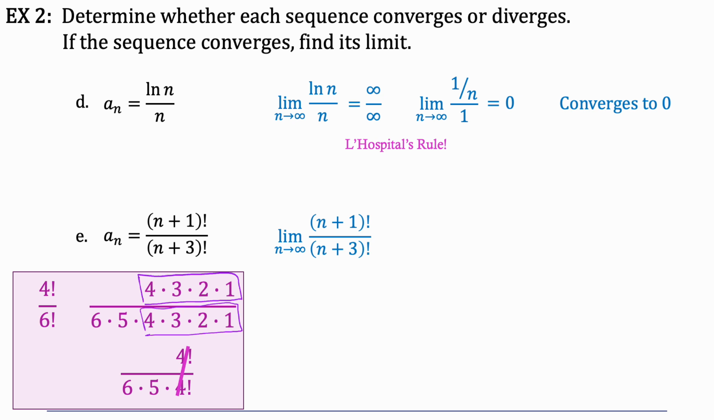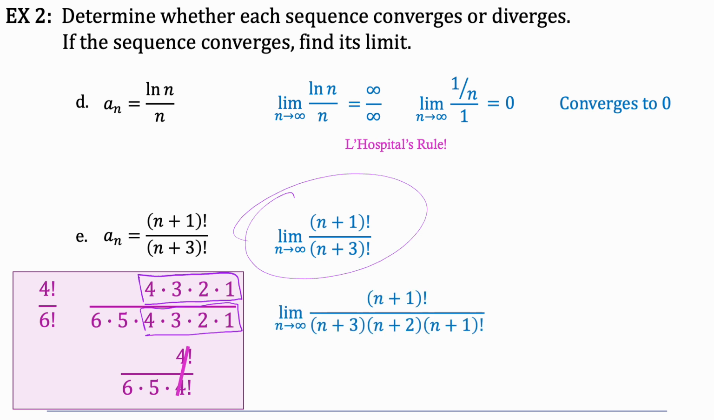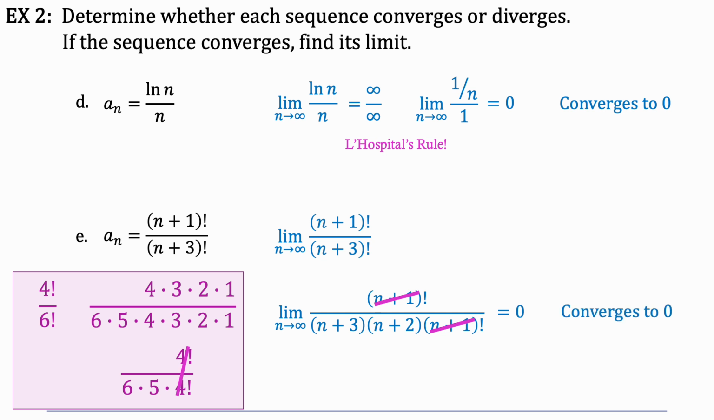So back to our a sub n up here. Let's do the same thing. We're going to rewrite this as n plus 1 factorial over n plus 3 times n plus 2 times n plus 1 factorial. This is kind of like my 6 times 5 times 4 factorial in our example. And again, those n plus 1 factorials can just cancel out. And the limit now, as n approaches infinity, well, there's only n's on the bottom, so this goes to 0. That sequence converges to 0.